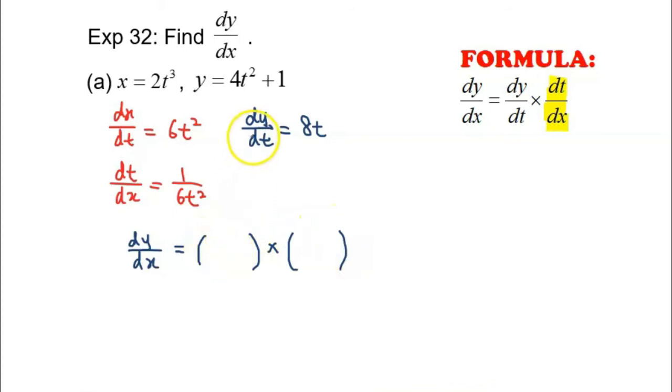The result of dy/dt is 8t, and the result of dt/dx is 1 over 6t squared. Finally, we will simplify our answer. 8 divided by 6 equals 4 over 3, and t can be simplified with t squared, which equals t to the power of 1.